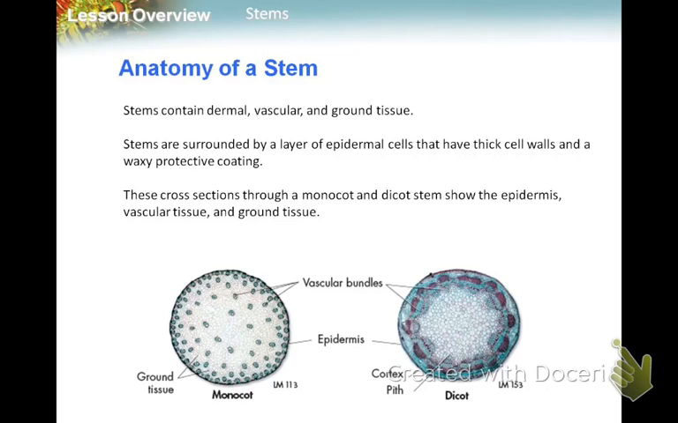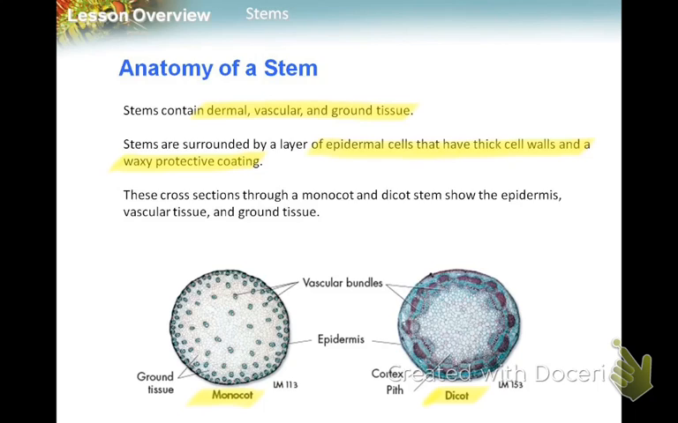Just like all the other parts of the plant, there are 3 types of tissue in the stem: dermal, vascular, and ground tissue. Stems have an epidermis on the outside with thick cell walls, and the waxy protective coating is called a cuticle. Protects against drying.